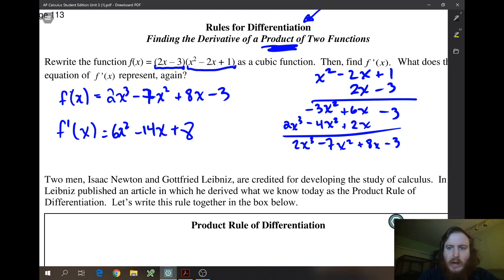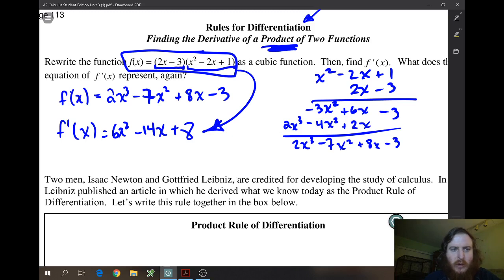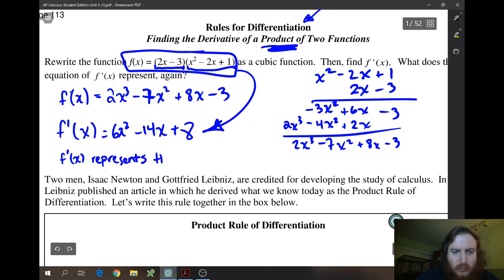Now, basically this product is still the same function, so that's the derivative. And what does the equation of f prime of x represent? Right, f prime of x represents the slope, and specifically the slope of the tangent line to f. And really it's for any x, right?